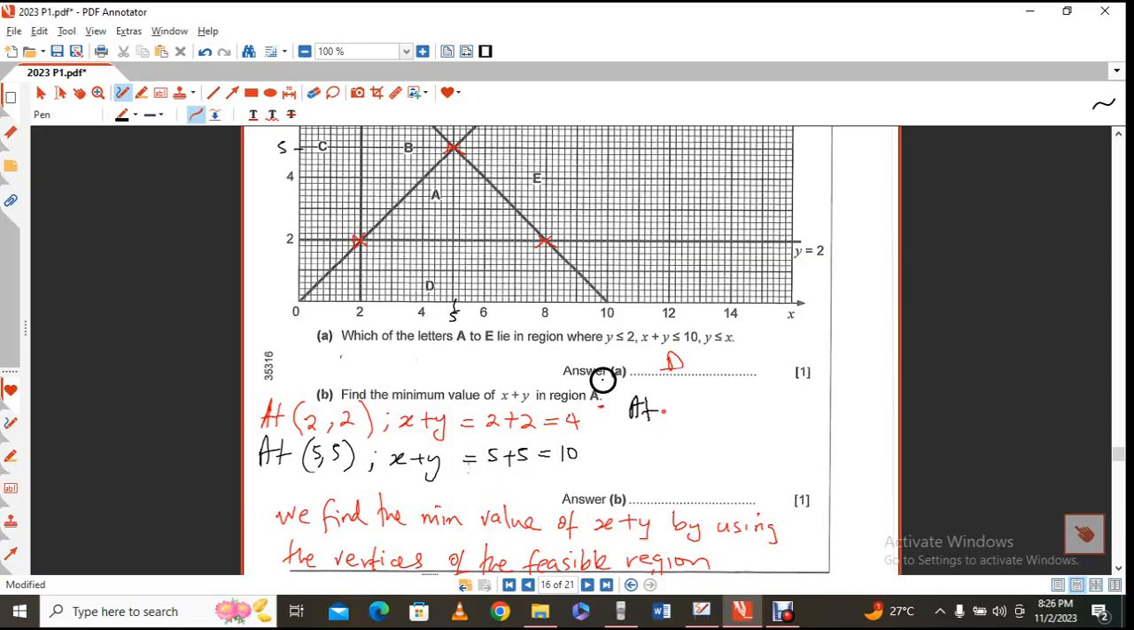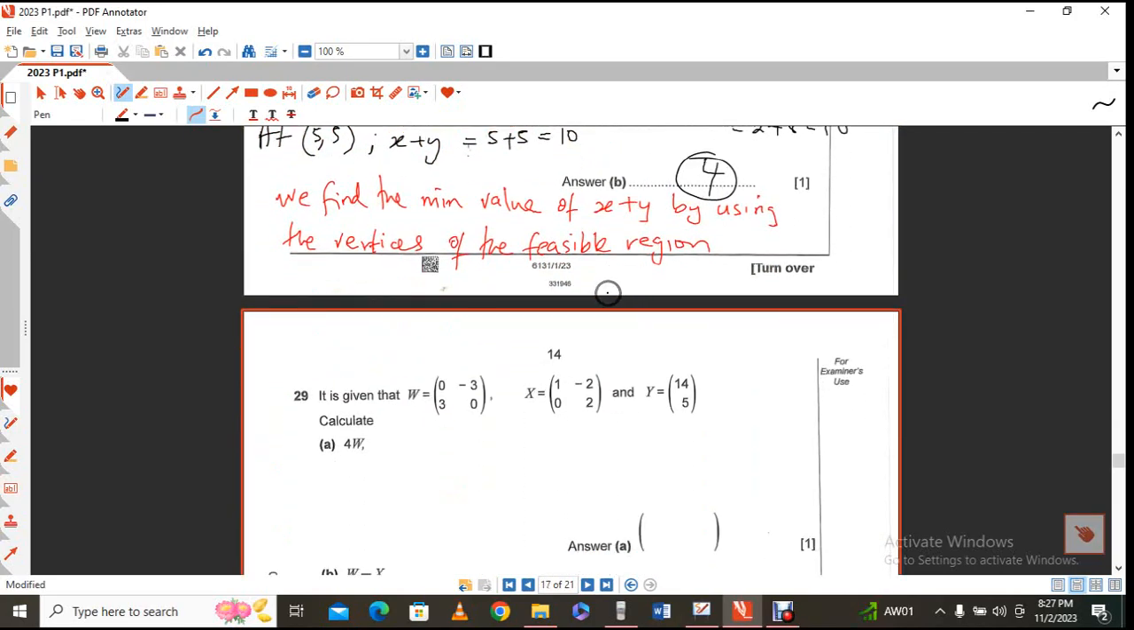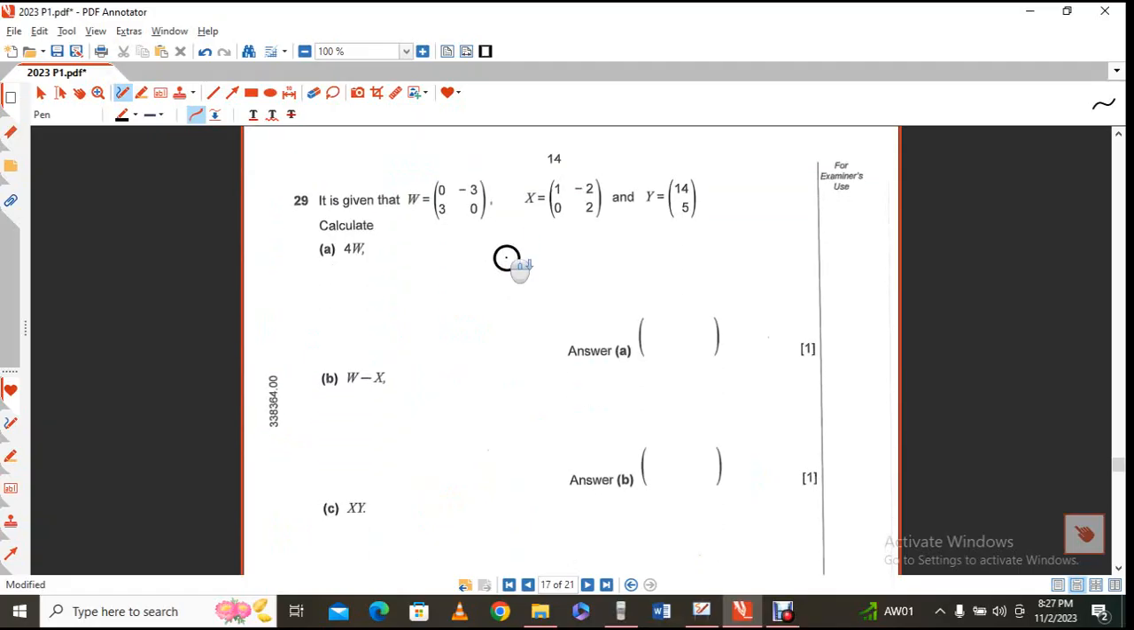Let's bring in another point, (8, 2). Then x plus y is 8 plus 2, you get 10. So the minimum value, you agree with me, is this one. So my answer here is 4. It involves a bit of things that you need to do, but because I'm explaining it, you should be getting that in less than a minute.